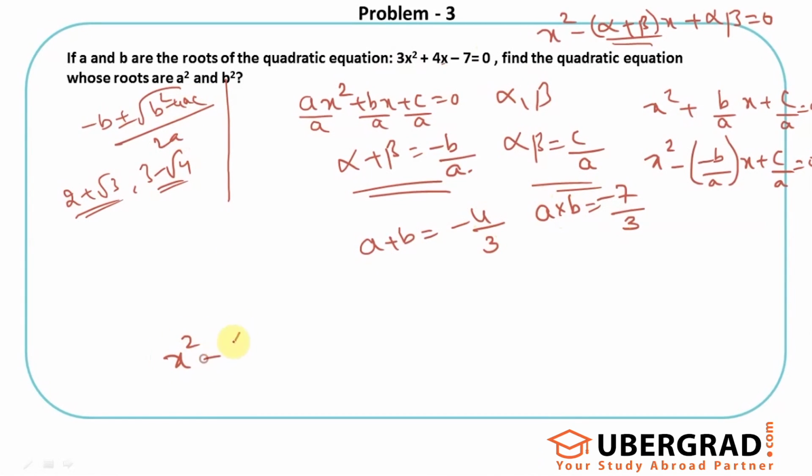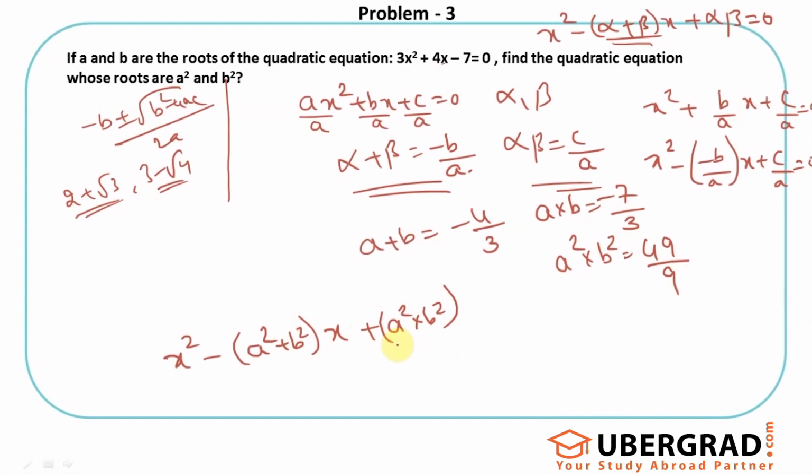x square minus a square plus b square into x plus a square into b square. I know a into b is minus 7 by 3. What is a square into b square? Just square 7 by 3, that is 49 by 9. So this is done. I need to find what is a square plus b square. That also I can do from a plus b and a into b.